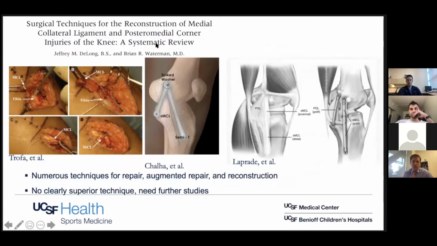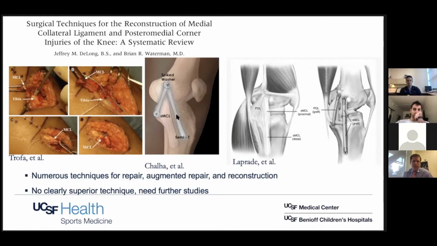So surgical techniques for the MCL, there are so many described. This was a systematic review a few years ago where they summarized a number of these different techniques for both repair, augmented repair, and reconstruction. And from those results, there's no clearly superior technique. Their conclusion was that further studies are needed.